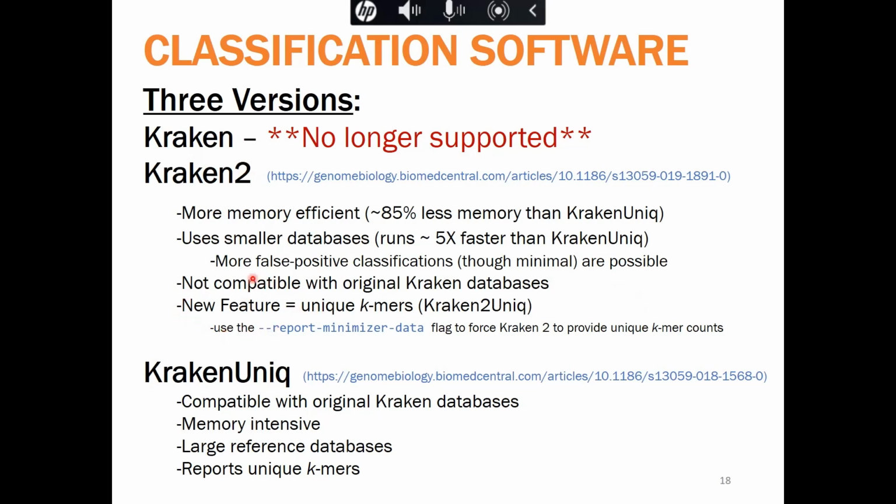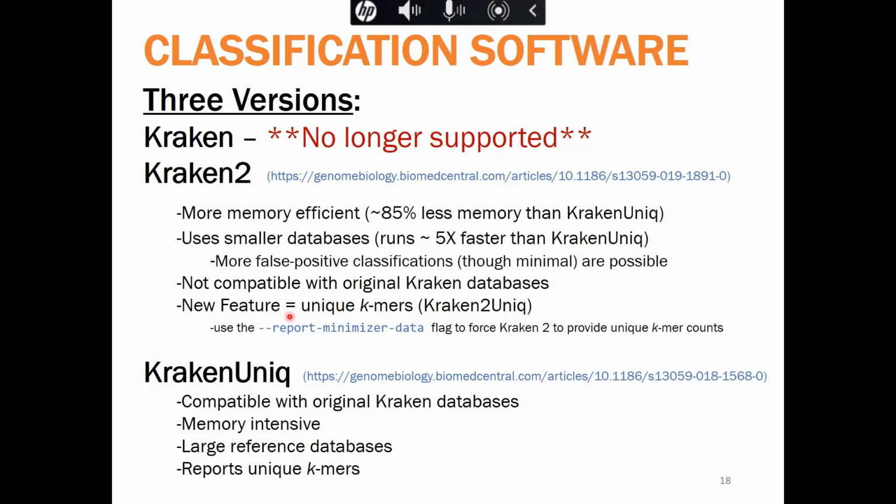Now, one of the interesting things about Kraken 2 is they've recently incorporated a feature referred to as unique k-mers. They sometimes refer to it as distinct minimizers, but in a recent paper that I looked at just a couple of days ago, they now refer to it as unique k-mers. So this is a feature that's been leveraged from Kraken Unique that actually has been shown to be more informative for pathogen detection compared to reads. And we'll talk about that a little bit more in the coming slides.